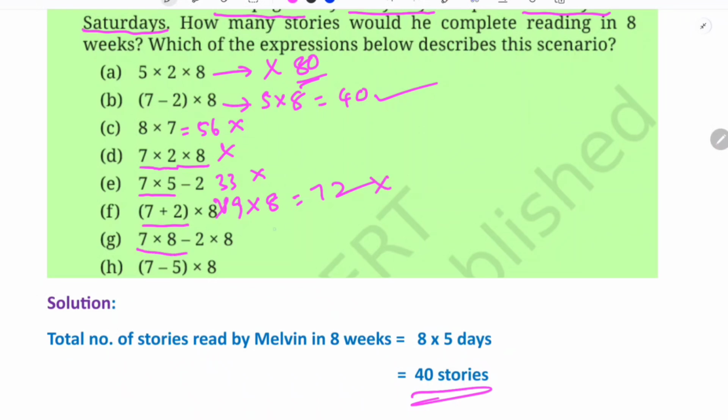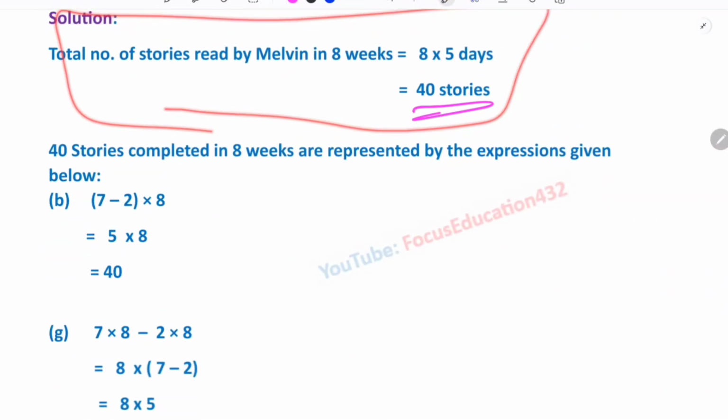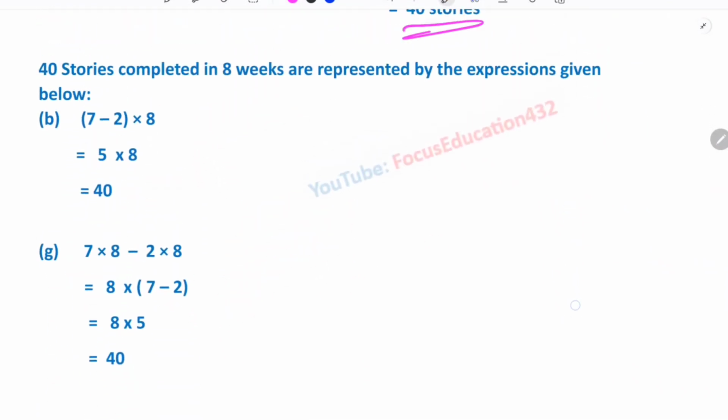7 multiplied by 8, 56, minus 2 multiplied by 8, 16. So this is 40. So this describes the required situation, the given situation. 7 multiplied by 5 is how much? 2. So this is also no, because 2 multiplied by 8 is 16. So first understand what is given in the scenario. Then I have given calculations, all calculations, only these two will satisfy. B and G will satisfy the given scenario, not another.